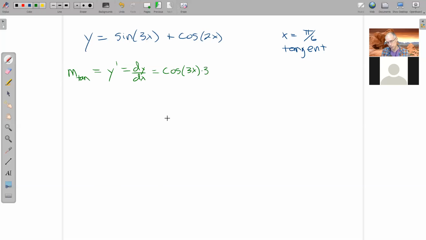So anytime we have a function that has something besides an x inside of it, we got to say, oh, chain rule, plus derivative of the cosine, so that would be the negative sine, leave the 2x alone, and then multiply by the derivative of 2x, which is 2. And there's not much we can do to clean that up, except maybe to write it as 3 cosine 3x minus 2 sine of 2x.